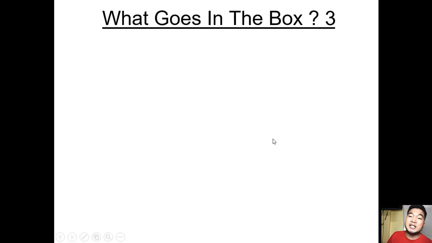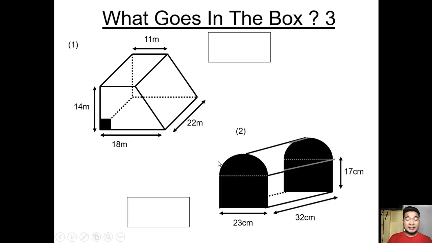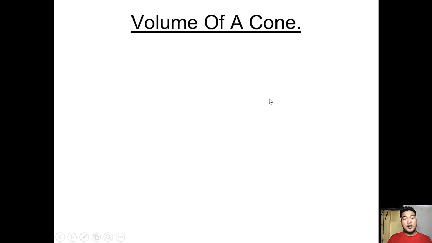What goes in the box? Number 3. Okay. Yan, ano? So if you want to solve on your own, pause this video. If you want to check, then continue. For number 1, we have 4,466 cubic meters. And then for number 2, that is 19,156.2 cubic centimeters.